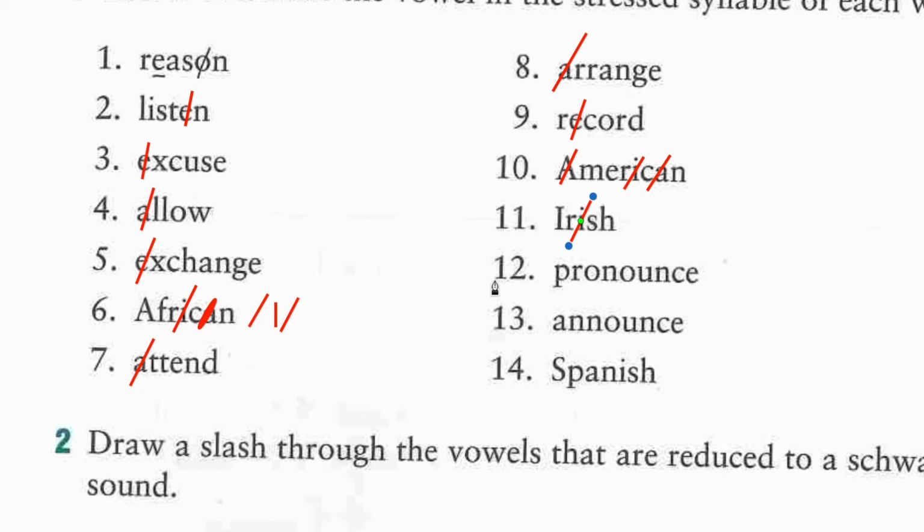Okay, let's continue. Number 12. Pronounce. Okay, here in the first. Number 13. Announce. So they're on the first. And then finally, for number 14, say it again. Spanish. So here, once again, over the I sound. Once again, some people might say Spanish with the I sound. Or some people might use the schwa, Spanish.